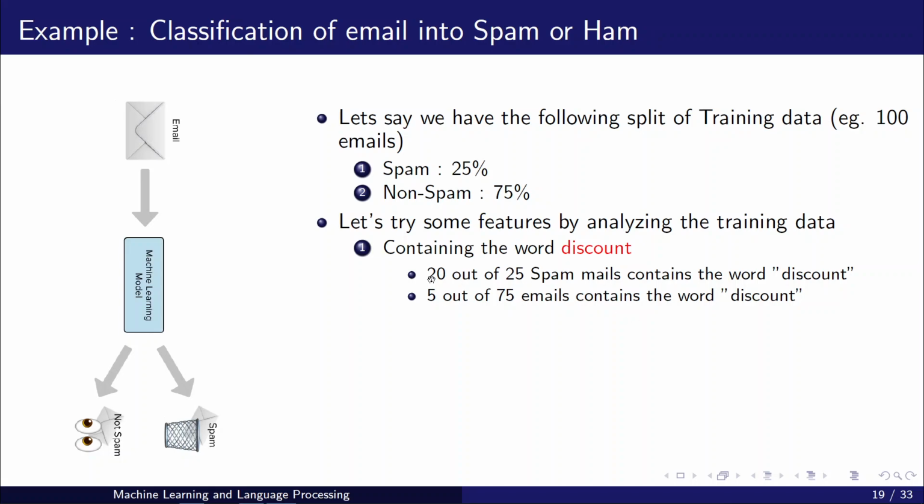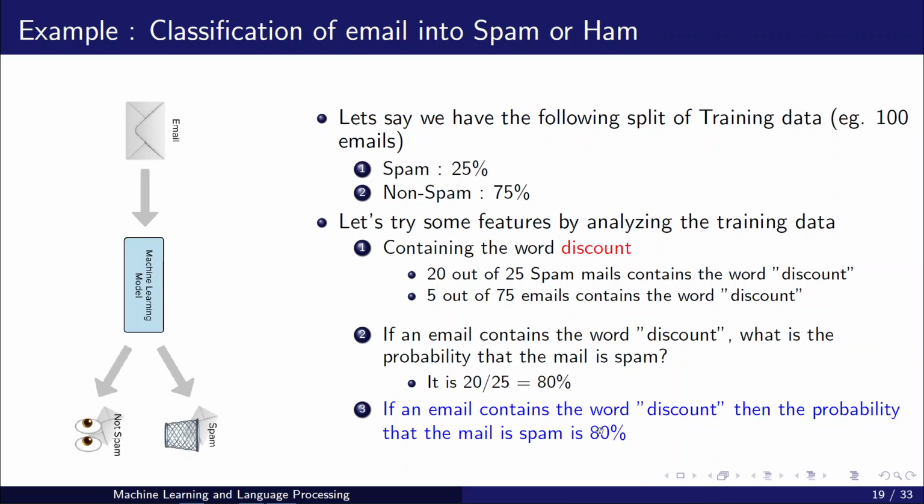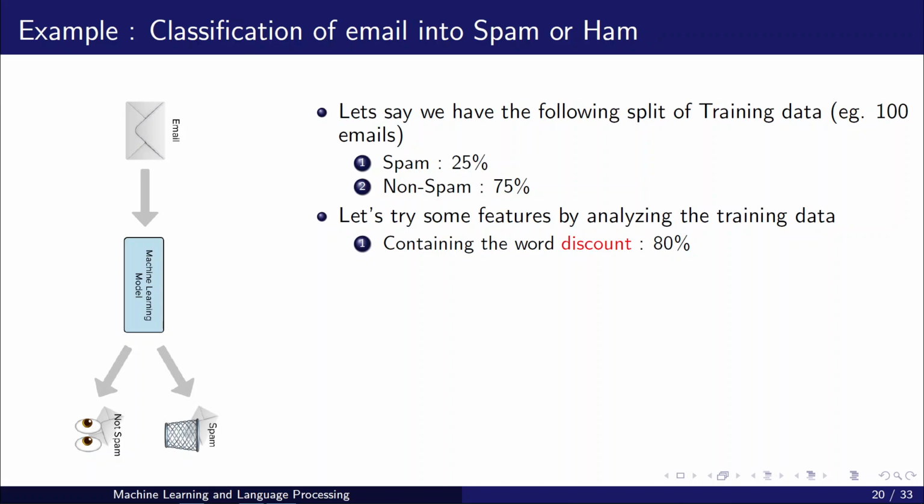What is the percentage that an email containing the word discount is spam? There are a total of 25 mails which contain discount. Out of that, 20 are in the spam category. So 20 divided by 25 is 80%. So if an email contains the word discount, the probability that the mail is spam is 80%. In the same way, we can find out other features.